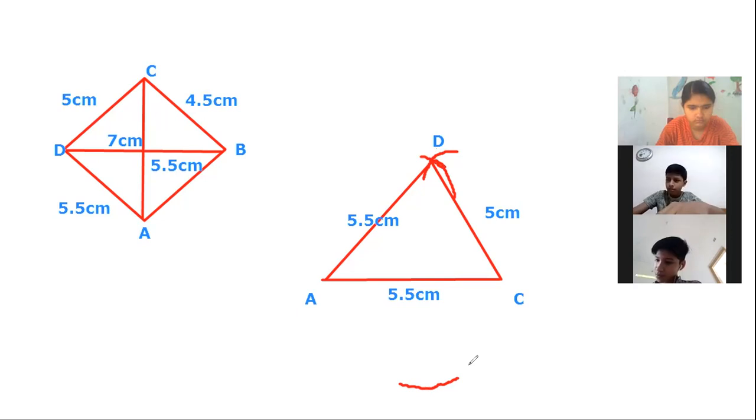Okay. And then for finding the vertex B, we only know the length of BC. What is the length of BC? 4.5 centimeter. It is 4.5 centimeter. So next you have to choose 4.5 centimeter in your compass. Did you choose 4.5 centimeter in your compass?